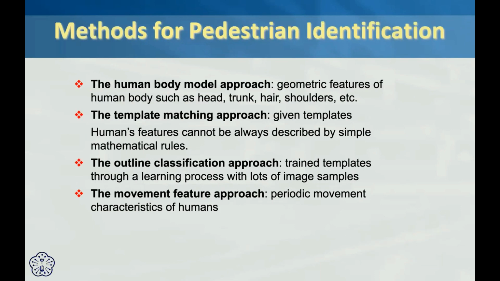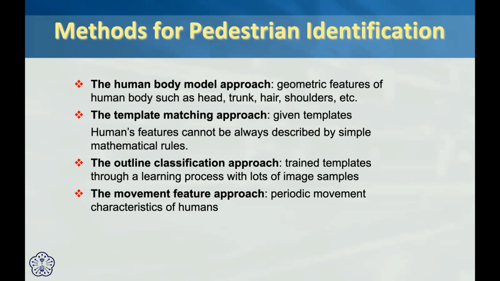Okay, let's talk about methods for pedestrian identification. Actually, there are four approaches to achieve this goal. The first one is the human body model approach. For this approach, we usually use geometric features of the human body, such as head, trunk, hair, shoulders, et cetera. And the template matching approach is given templates. But the templates cannot always be described by fixed and simple mathematical rules.